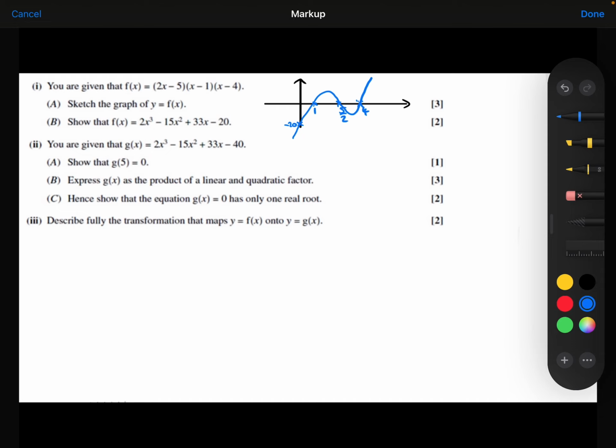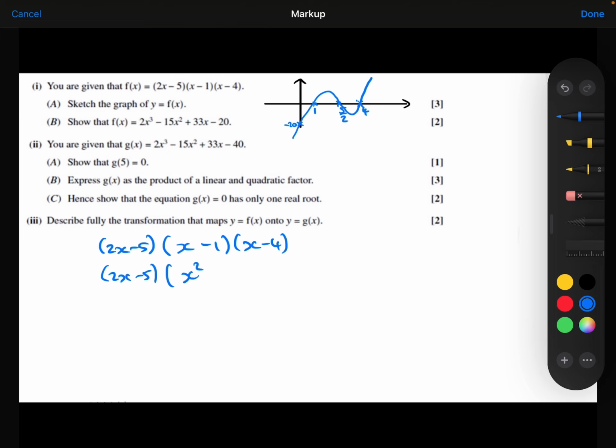Part B says to show that f of x is 2x cubed minus 15x squared plus 33x minus 20. So I just need to expand these brackets and hopefully show I get this. So let's do this. Let's expand the x minus 1 times the x minus 4 first, and let's leave the 2x minus 5 by itself for now.